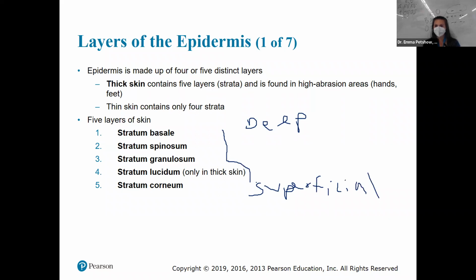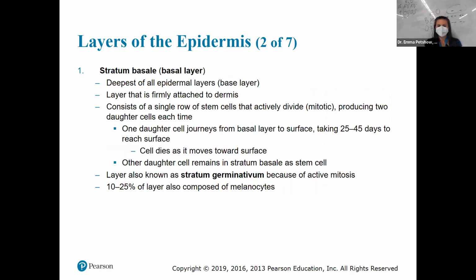Germinatum. Yes, so great. So she just pushed me into my next slide.